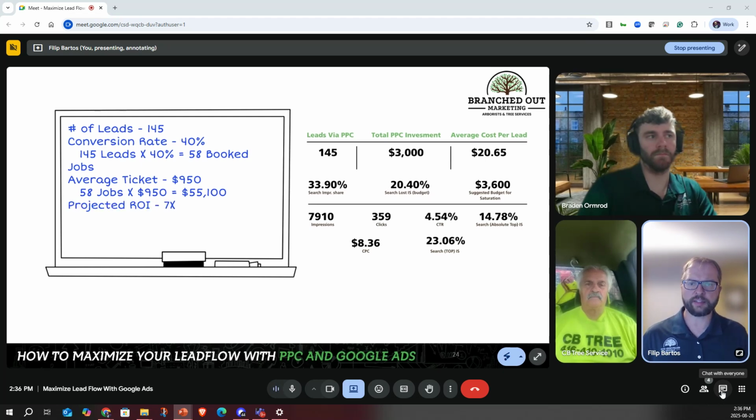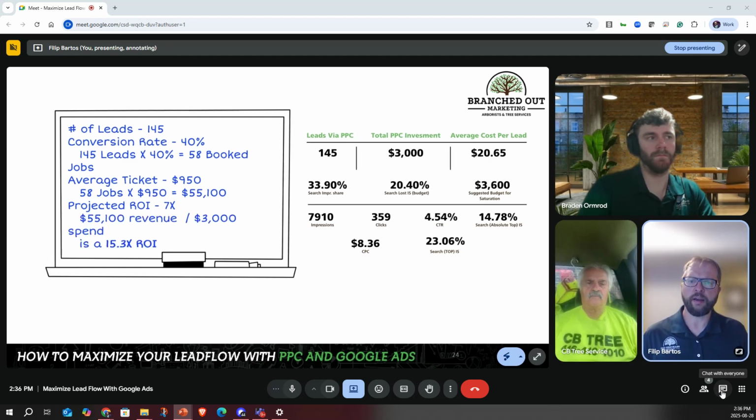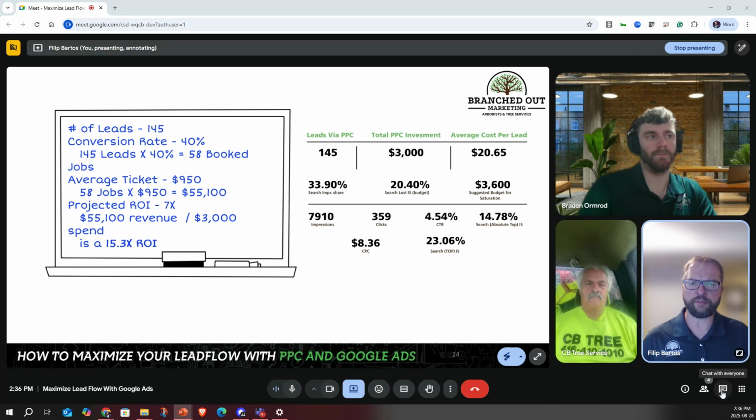So typically we project a typical ROI for a PPC campaign to be at 7 times the budget. In this particular case, $55,100 in revenue for a $3,000 spend, it's a 15.3 times ROI.